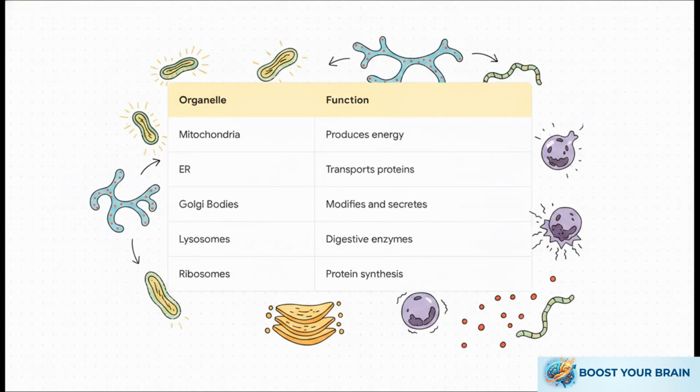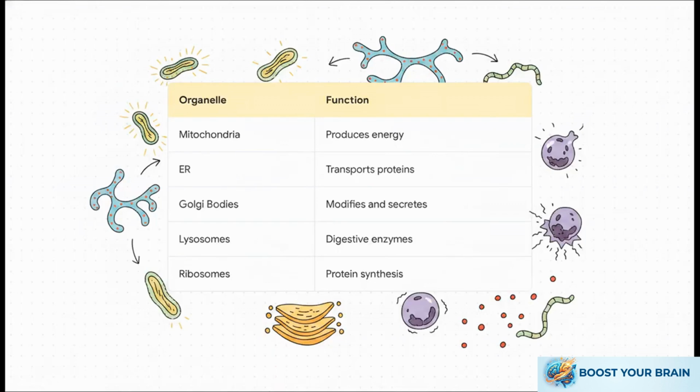Suspended right there in that cytoplasm jelly are highly specialized structures called organelles. Think of these as the specific factories and workers inside our cellular city. We've got the endoplasmic reticulum, or ER, which is this intricate tubule network synthesizing and transporting proteins and fats. We have the Golgi bodies, flattened sacs that modify, package, and secrete useful substances. We also have ribosomes, which are tiny little granules responsible for protein synthesis.